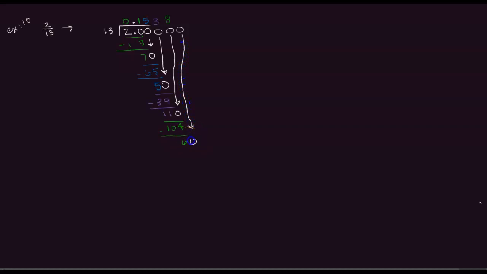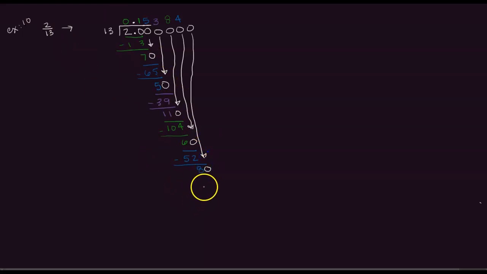Bring it down. Now we're asking how many times does 13 go into 60? It goes in 4 times. 13 times 4 is 52. Subtract that, we have 8 left over. Still not a 0 remainder, so we're going to add another 0 and then bring it on down.